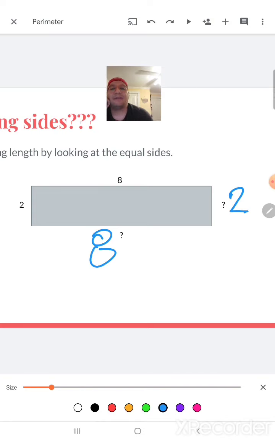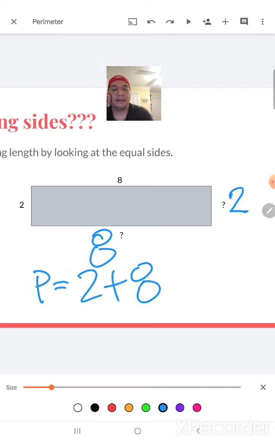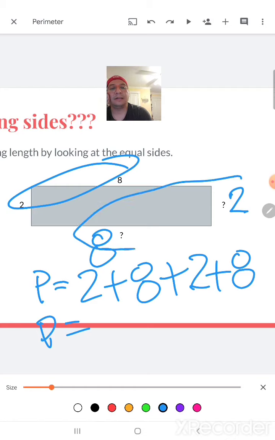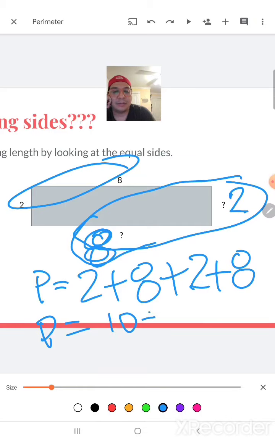So now that we have all our sides, we can put these sides together. Our perimeter equals 2 plus 8 plus 2 plus 8, right? So perimeter equals these here and these here, which here is 8. So now we have 2 plus 8 is 10, plus 10. Our perimeter equals 20.